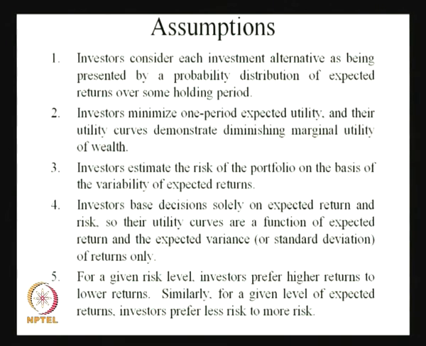Then the second assumption Markowitz has taken is that the investors maximize one-period expected utility, and their utility curves demonstrate diminishing marginal utility of wealth. Whenever we want to invest or spend some money on something, the basic objective of the investor is to maximize utility. What does maximizing utility mean? It is the satisfaction we are going to get, either in monetary or non-monetary terms. But here Markowitz has taken that as we go on investing in the same particular asset, or always take the same investment philosophy, sometimes the marginal utility basically declines.